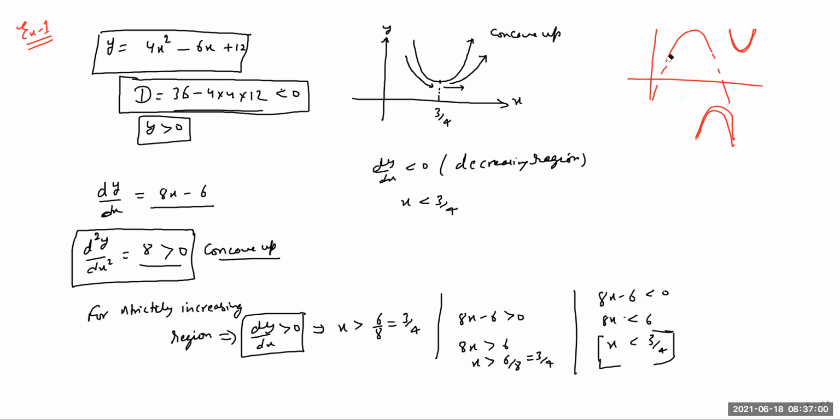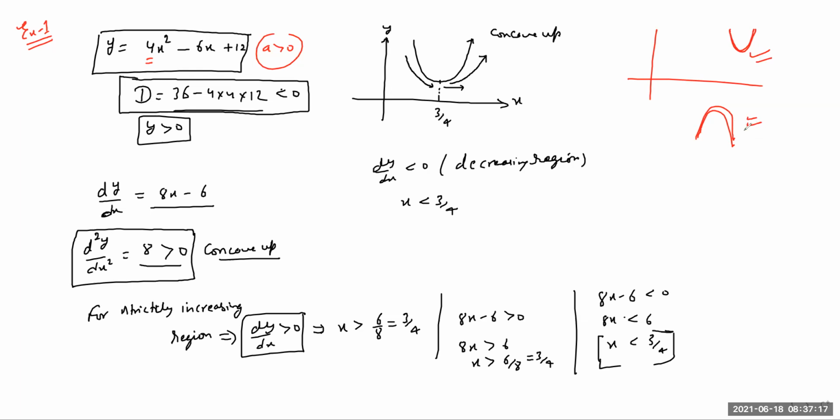Out of these two options, we have to check the A. What is A of this equation? A is positive, right? So we'll choose this one. If A is negative, we'll choose this one.